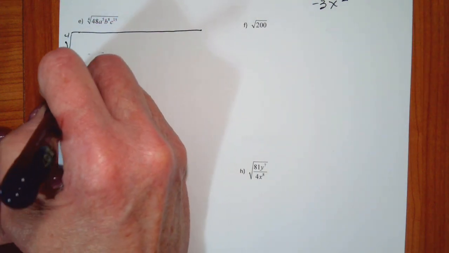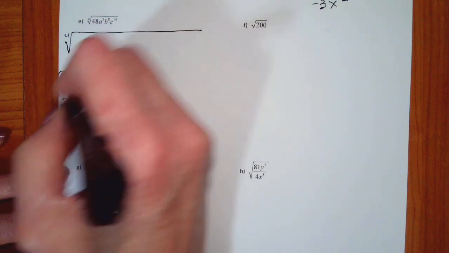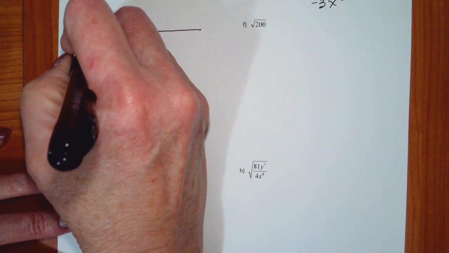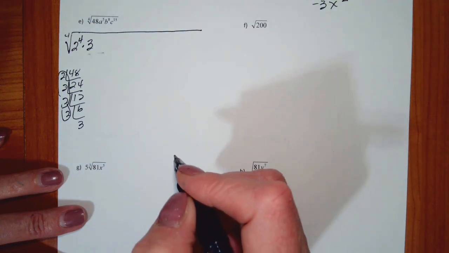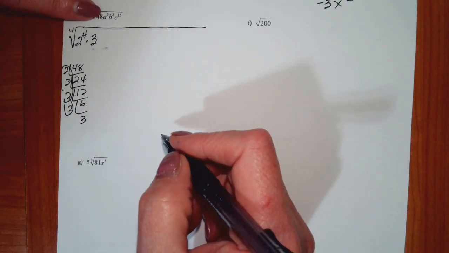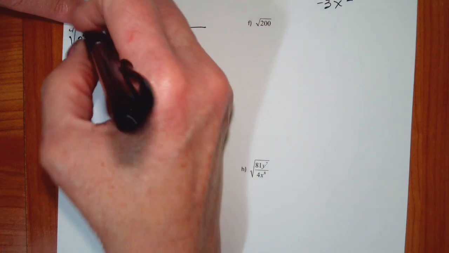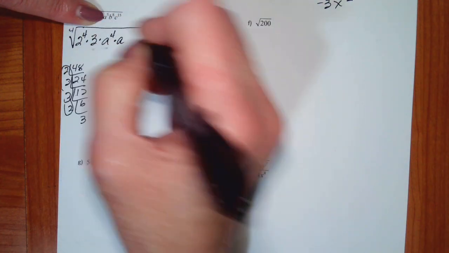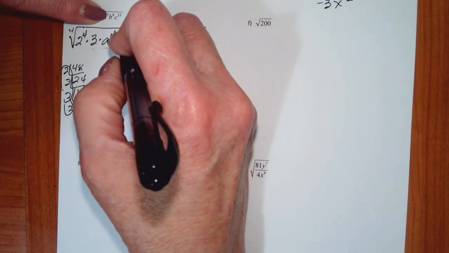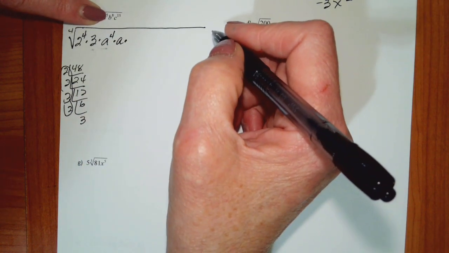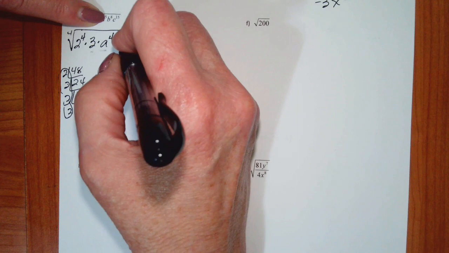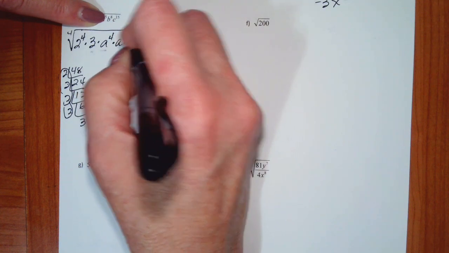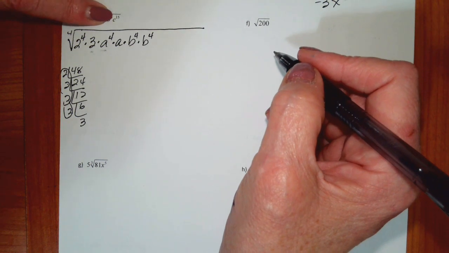Okay, so I have a 2 to the 4th times 3. Now I know I can write my a to the 5th as a to the 4th times a. 4 plus 1 is 5. My b to the 8th, I can write as b to the 4th times b to the 4th. 4 plus 4 is 8.